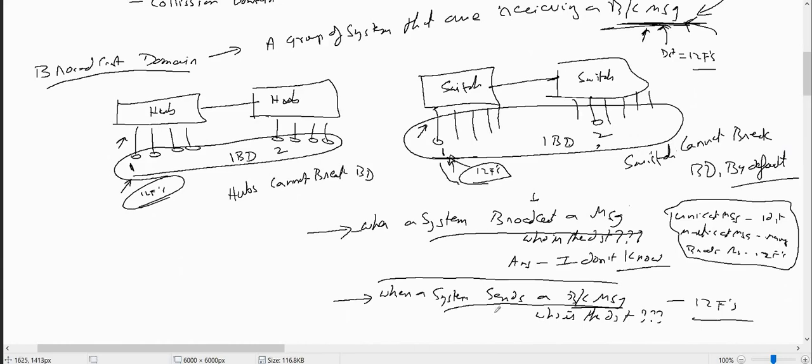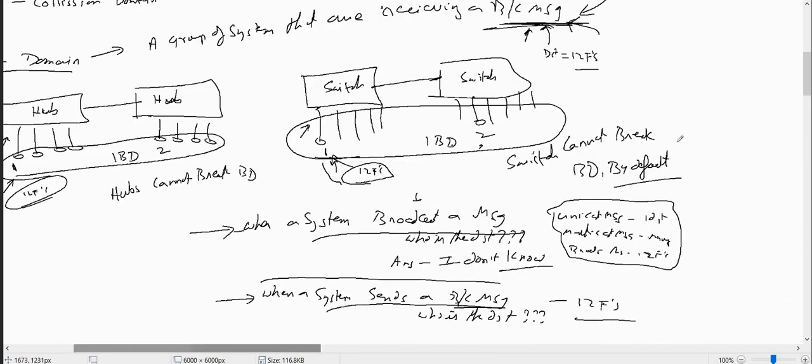Now the last thing is the router scenario. When you have a router, and if a router receives a broadcast message, that's it. It's not getting propagated anywhere. It is going to stop right there. Your broadcast domain is broken by a router. So when it comes to a router, say that: a router breaks the broadcast domain.